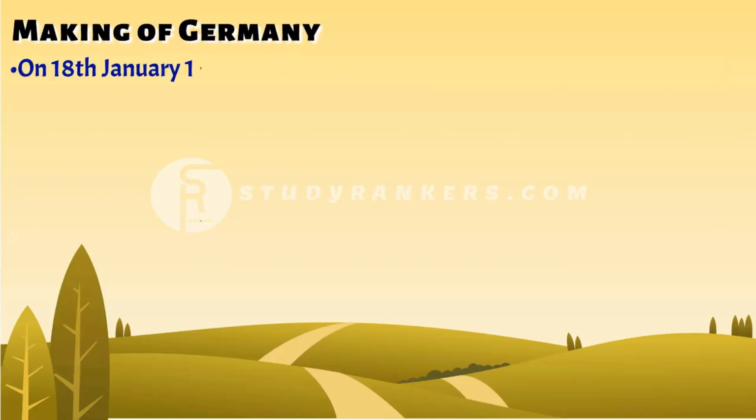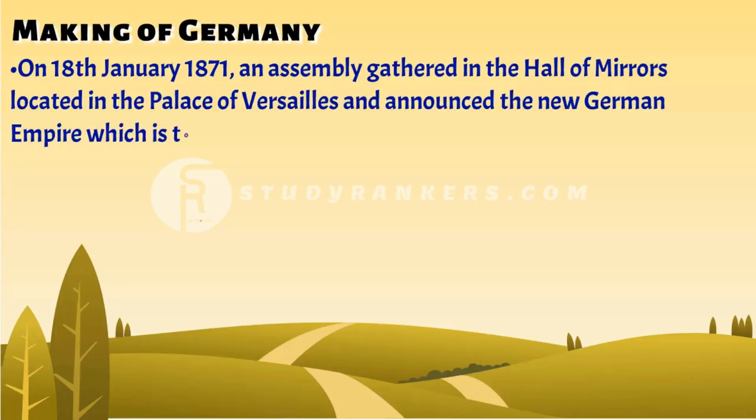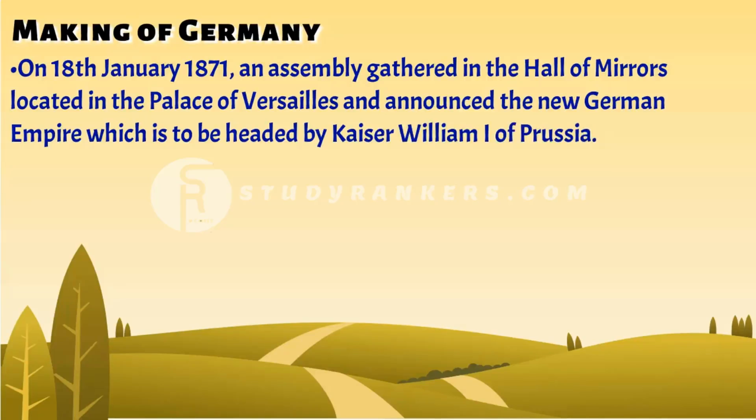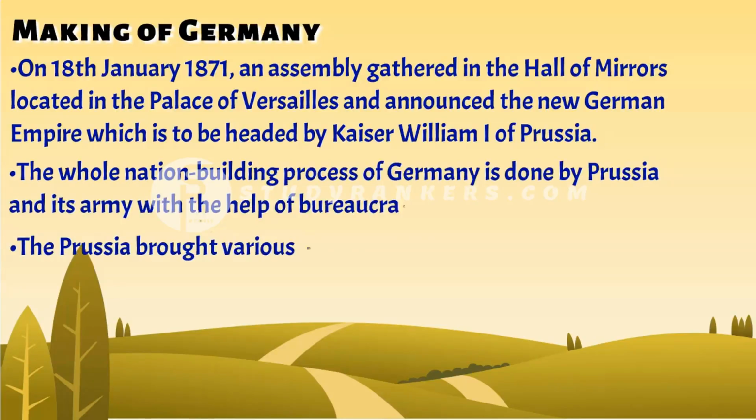On 18 January 1871, an assembly comprising the princes of the German states, representatives from the army, Chief Minister Otto von Bismarck, and many important Prussian ministers gathered in the Hall of Mirrors located in the Palace of Versailles and announced the new German Empire, which was to be headed by Kaiser William I of Prussia. Kaiser is a German word used for emperor. So, the whole nation-building process of Germany was done by Prussia and its army with the help of bureaucracy. Prussia brought various measures to modernize the currency, banking, legal, and judicial systems in Germany.